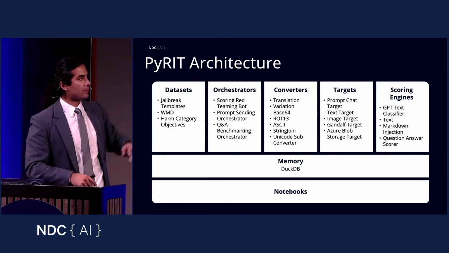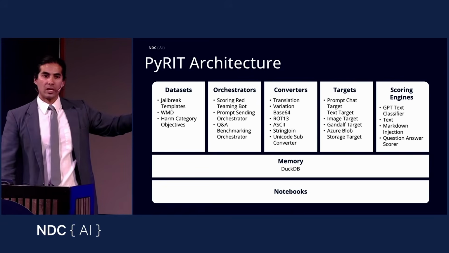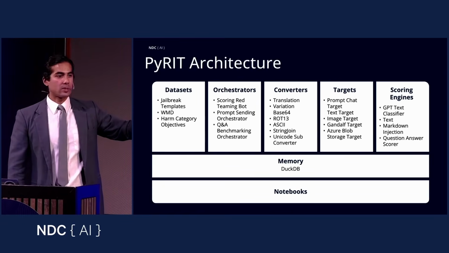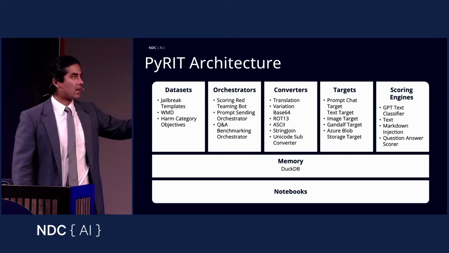So that's all in there. Then we have converters. A couple of slides earlier, I had mentioned how you can use base64 to attack these models. That would be one type of converter that is already supported in Pirate. But there are many others, right?